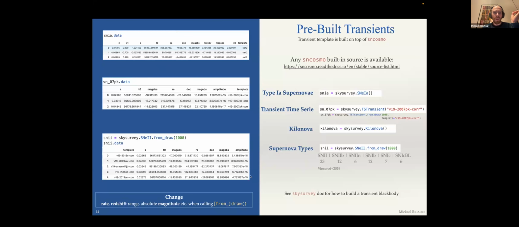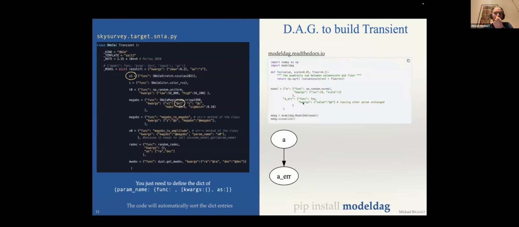So you can change all of the parameters you see here, so how they are drawn, the rate, the redshift, and so on, as options from draw. What is interesting is the way the transient is built. So this is actually creating a DAG. This is its own independent package that SkySurvey is using, it's modeldag.